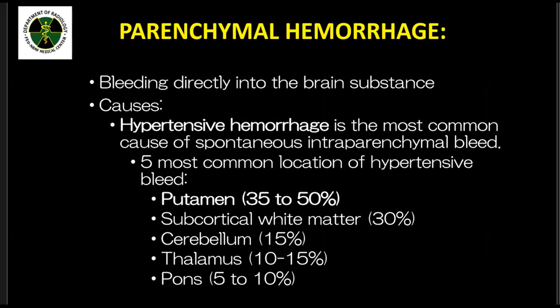For parenchymal hemorrhage, bleeding directly into the brain substance, one cause is hypertensive hemorrhage. The putamen accounts for 35 to 50%. These are the five most common locations of hypertensive bleed. So remember, the putamen is the most common, at 35 to 50%.